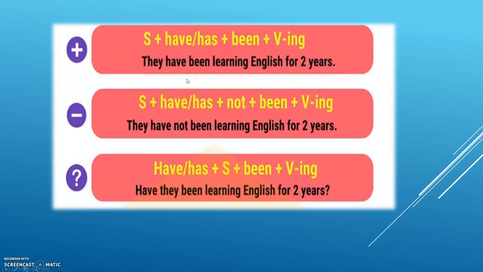See, when you notice all these things, you must remember them. If you know that these are the things that have to come, then you're going to write it down correctly. So, they have been learning English for 2 years. So, it will be what? Present perfect continuous. This is perfect, have been, present perfect continuous tense. It is an action that is going on.